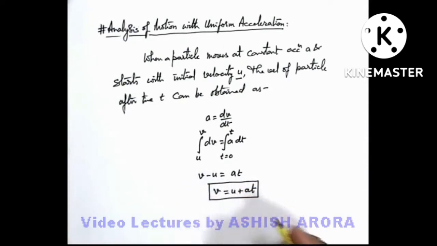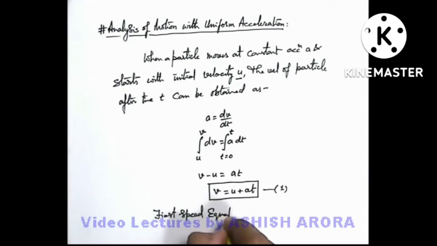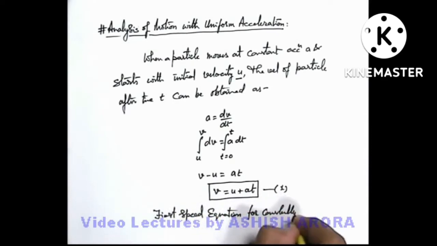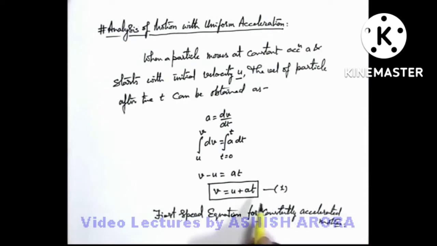So you must be very careful about this equation. Equation number 1 we call the first speed equation for constantly accelerated motion. For constant accelerated motion, we can directly use this expression which gives us velocity after time t if initial velocity is u.